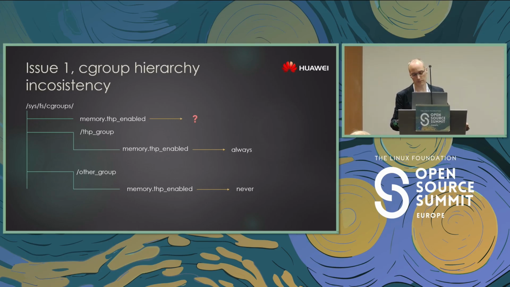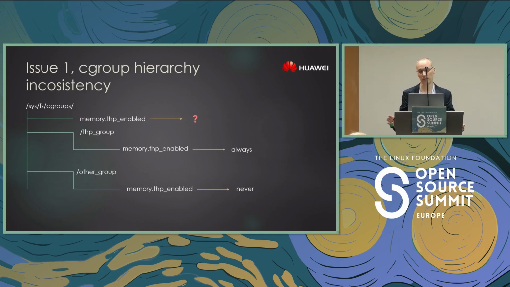Okay, so the problem that we have. As I mentioned, C groups use a hierarchy. The problem is what happens when you have two C groups with different THP policies, one with always, the other one with never. What do you set in the root? This is an open question. We don't have an answer. We were told by the maintainers that unfortunately this proposal actually breaks C group consistency. I completely agree with that.